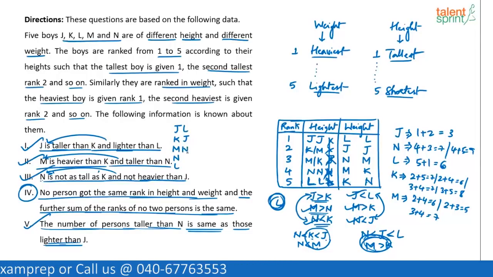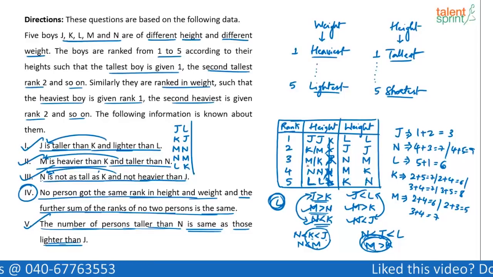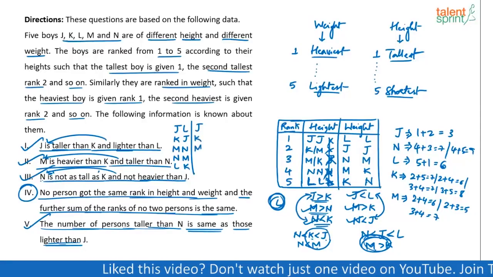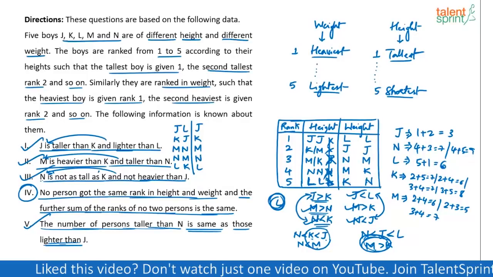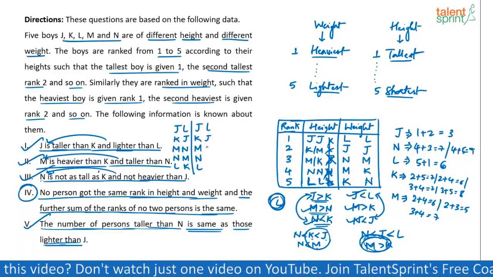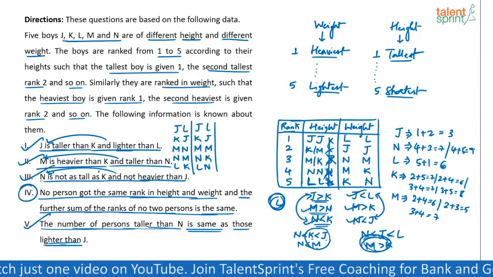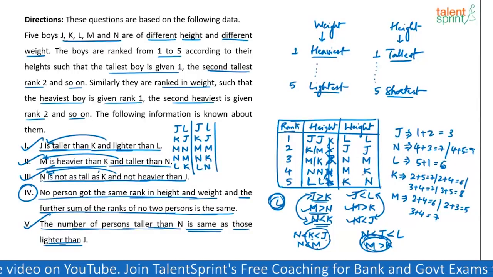J, N, M, K. This is one case. Similarly, J, K, M, N, L with L, J, M, K, N cannot be considered. Let me first write it anyway to explain why it cannot be considered. J, K, M, N, L and L, J, M, K, N. So 1 with 1 and 1 with 2 is done. Now 2 with 1 and 2 with 2.